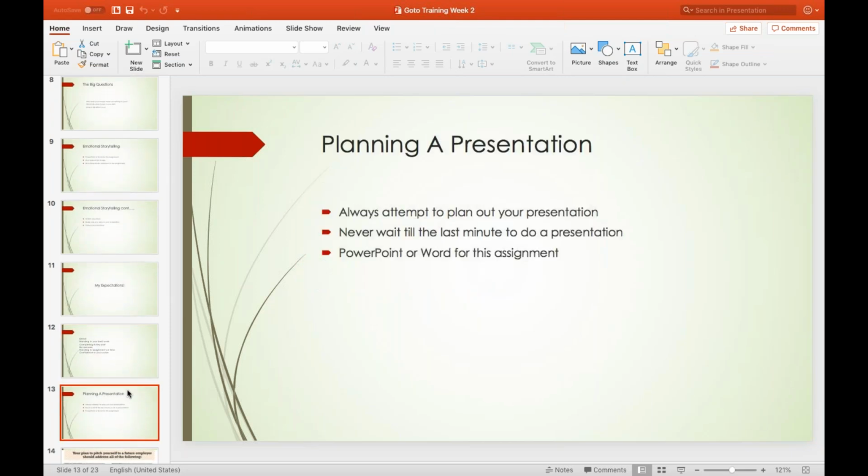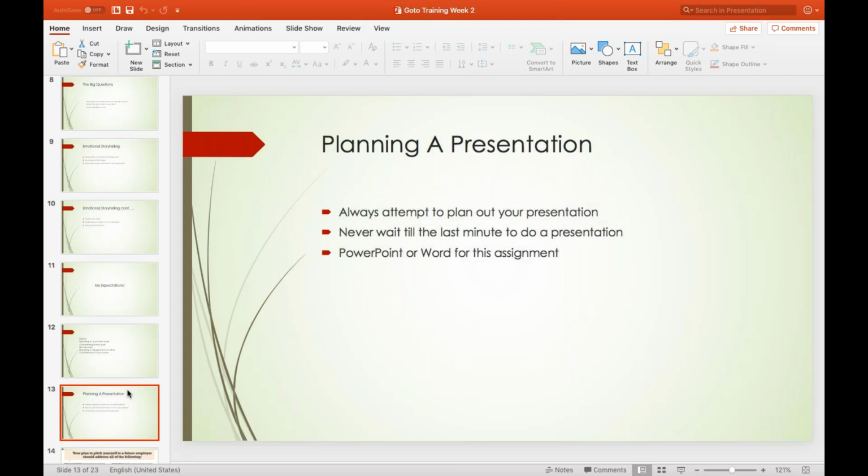Now, let's talk about this. It's going to be part of the biggest assignment, so this is every stage of planning for it, all right? Planning a presentation, I believe it's 2.4. When you're planning a presentation, you always try to plan it out ahead of time, right? You don't want to start the night of or the day before. Never wait till last minute.